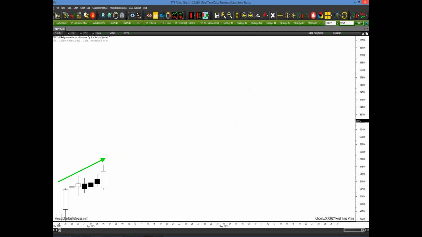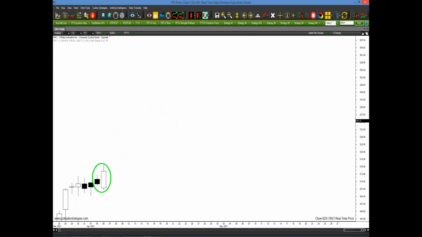Now here's an example in ORLY, O'Reilly, okay? Obviously, in an uptrend. Now traditional wisdom would tell us to look for a reversal pattern. But what do we have here at the top? We have a bullish engulfing pattern. That goes against everything we've always learned, right? You're never supposed to buy at the top. You look to sell in an uptrend. But that doesn't work.